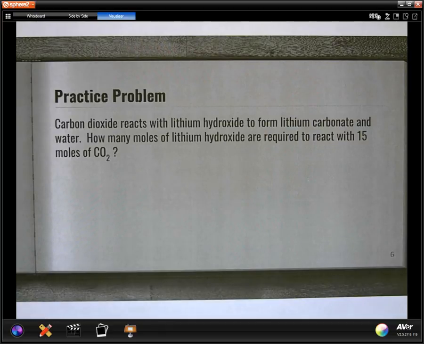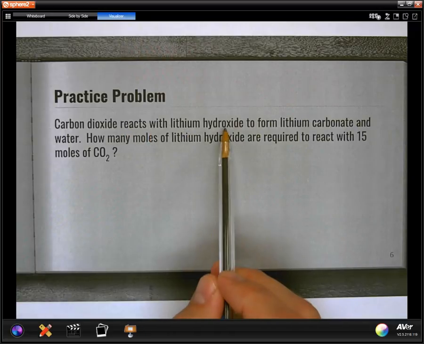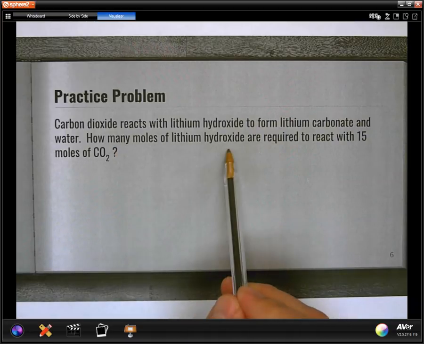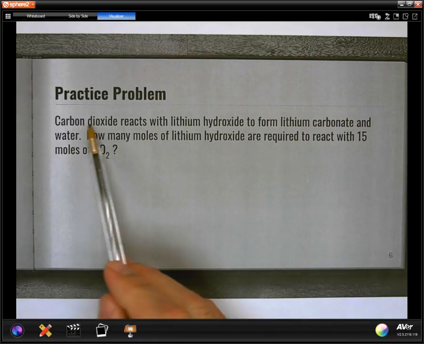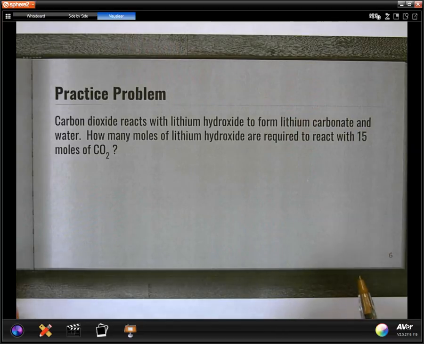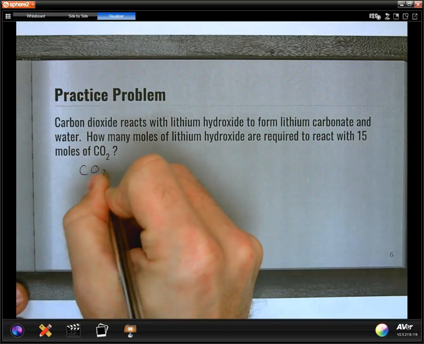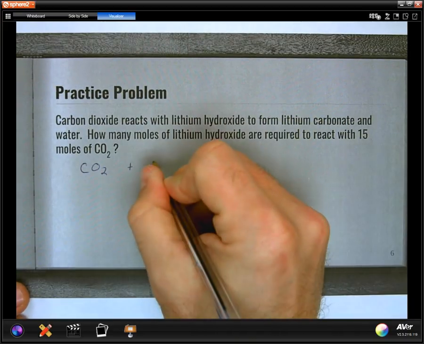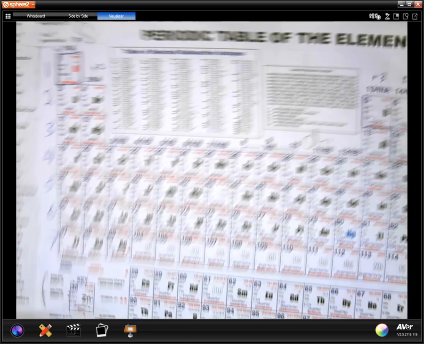So as we read the problem, we see it says carbon dioxide reacts with lithium hydroxide to form lithium carbonate and water. How many moles of lithium hydroxide are required to react with 15 moles of carbon dioxide? So just like last unit, we need to convert the words into a formula equation. So I need to list out what is carbon dioxide. Then I need to show it reacts with lithium hydroxide. Lithium hydroxide, again, all this comes from your periodic table.